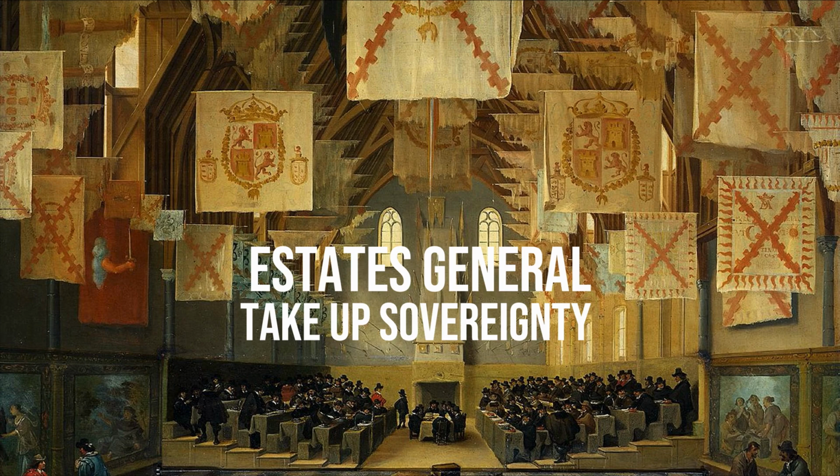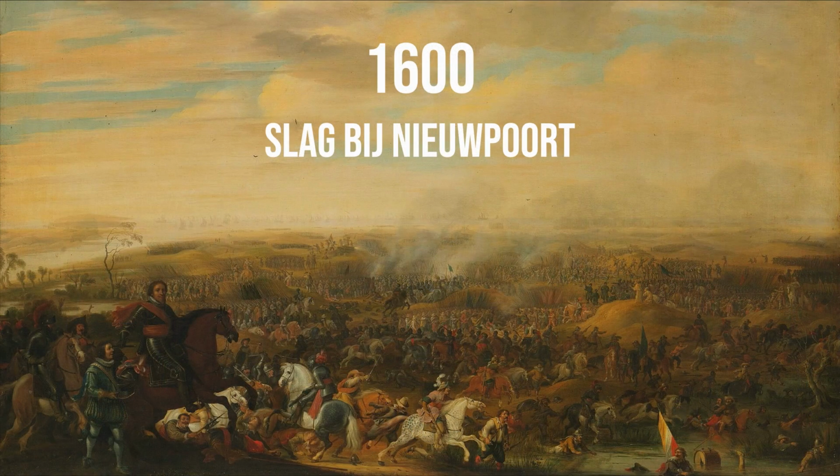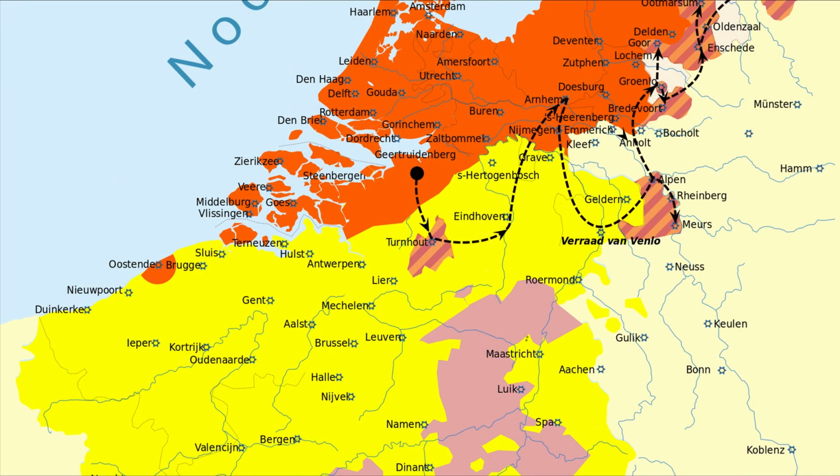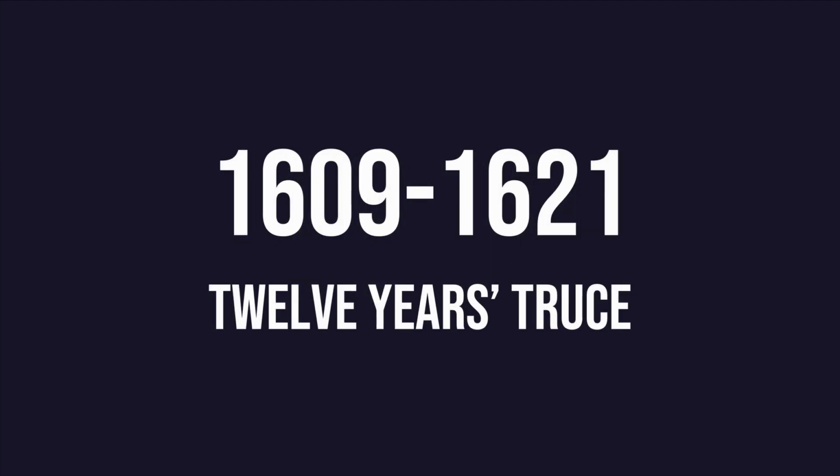Now this new republic was still at war with Spain. And although Maurice of Orange won the famous Battle of Newport in 1600, he failed to reconquer the southern Netherlands. And from that year on, the divide between the northern and the southern Netherlands was more or less permanent. In 1609, after more than 40 years of fighting, the Republic and Spain were tired. They decided to have a ceasefire and made a truce that would last for 12 years, so until 1621. This 12 years truce was the start of the Dutch Golden Age.